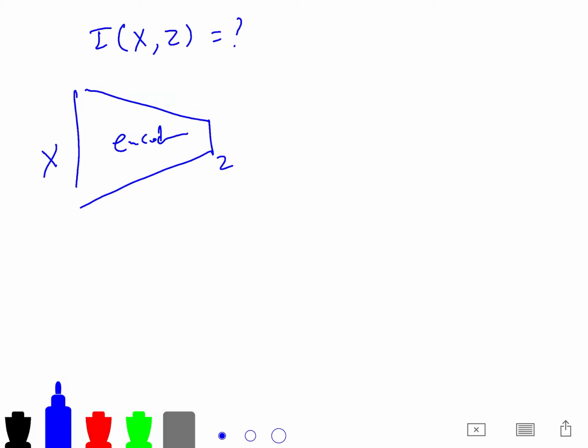But here we don't do any augmentation. So X is just one of them. We don't crop the image, or zoom or translate or anything. We don't do anything. We just want to maximize mutual information between X and Z.